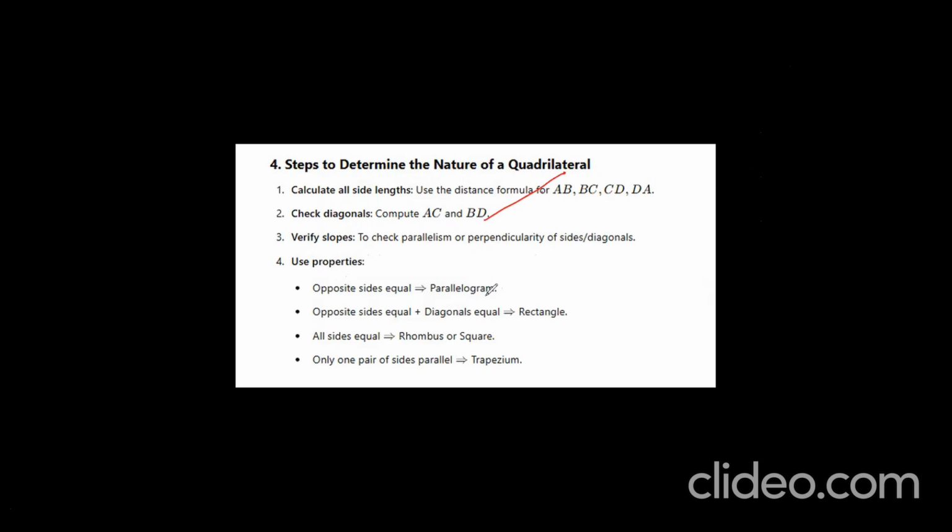If opposite sides are equal, it's a parallelogram. If opposite sides are equal and diagonals are equal, then it is going to be a rectangle. Okay. Next, if only one pair of sides is parallel, it is going to be a trapezium.